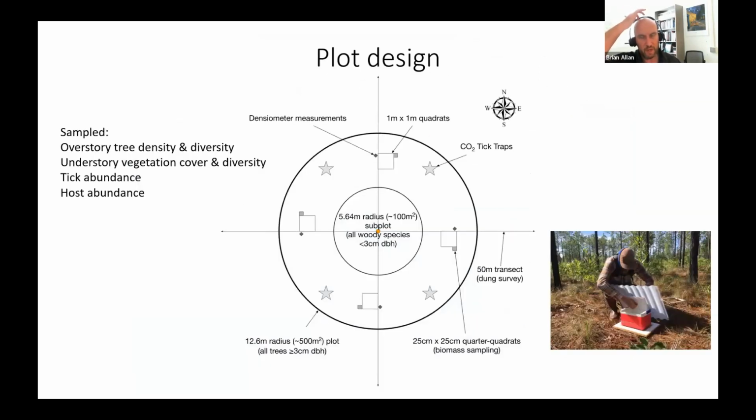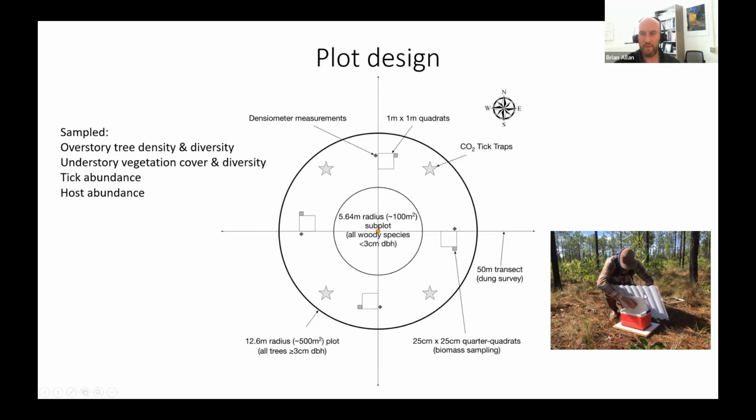In order to perform this sampling, we used a plot design that's known as a modified Whittaker plot, where we dropped randomized plots in invaded and uninvaded sites within these military installations. And within those, we collected a variety of data about tree density, understory vegetation. We again used our method of CO2 traps for sampling tick abundance, because both the Lone Star tick and the Gulf Coast tick will actively host seek. So this works really well by baiting these with dry ice.